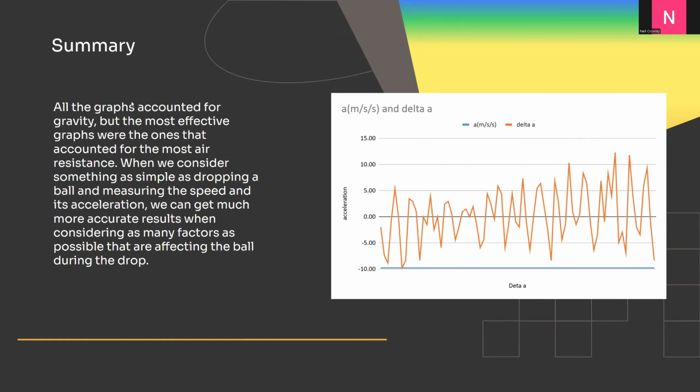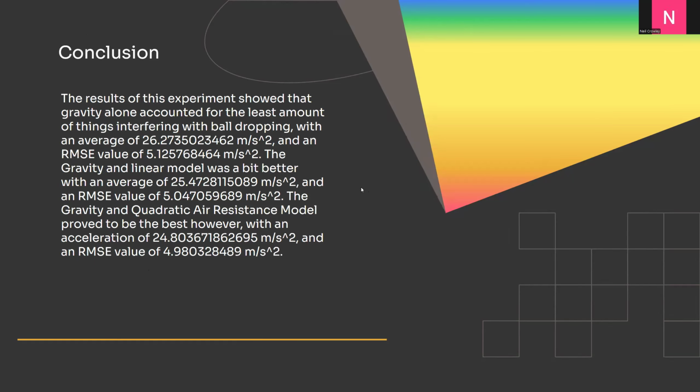In summary, all the graphs accounted for gravity, but the most effective graphs are the ones that accounted for the most air resistance. When we consider something as simple as dropping a ball and measuring the speed and acceleration, we can get much more accurate results when considering as many factors as possible that are affecting the ball during the drop. And that ended up being our third graph, our third model. And this is a graph of all three. It jumps around a lot.